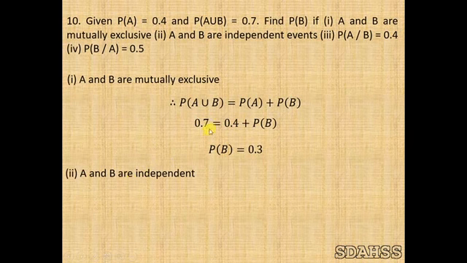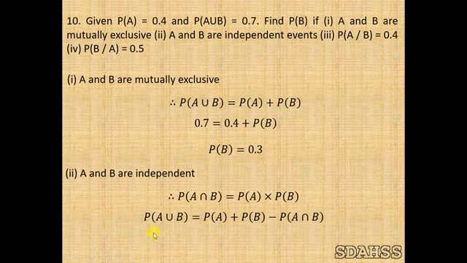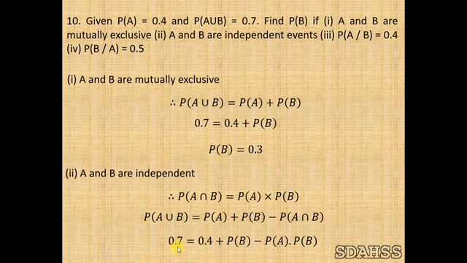Then A and B are independent events. A and B are independent events means P of A intersection B is equal to P of A into P of B. We make use of this condition. We know that P of A union B is equal to P of A plus P of B minus P of A intersection B. In the place of P of A intersection B, you substitute P of A into P of B. Now substitute all the values: 0.7 is equal to 0.4 plus P of B minus P of A into P of B.